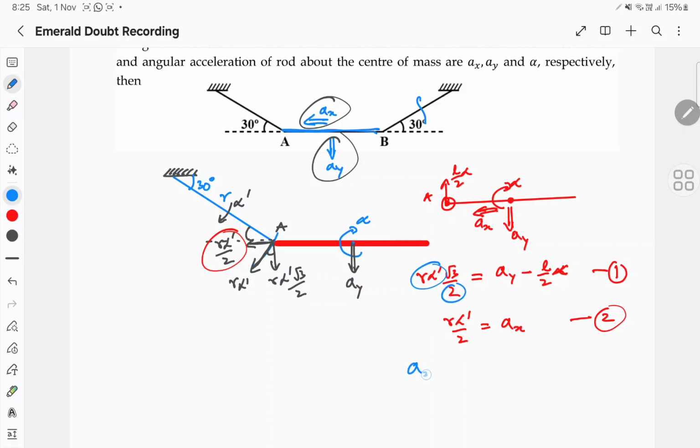So I get AX root 3 is equal to AY minus L by 2 alpha. So this would be the relation looking at the constraint of the question. So it would be quite interesting for you to write down the forces and write down your equations of torque and all, and explore the question more. Thanks a lot.